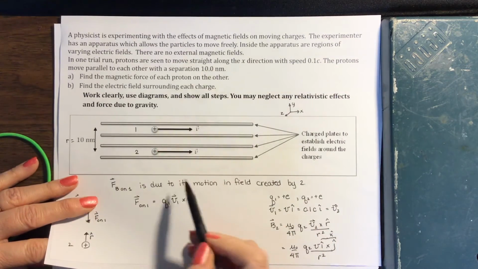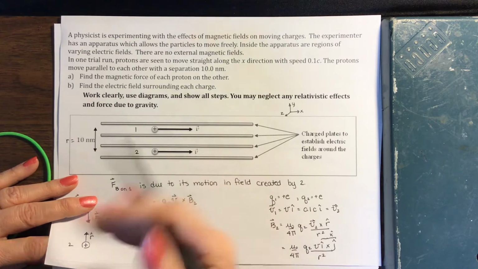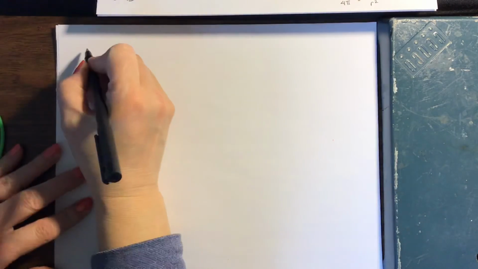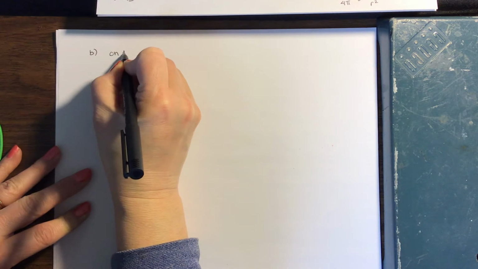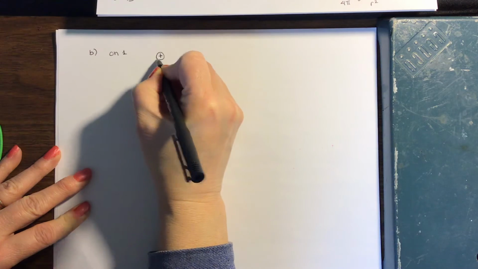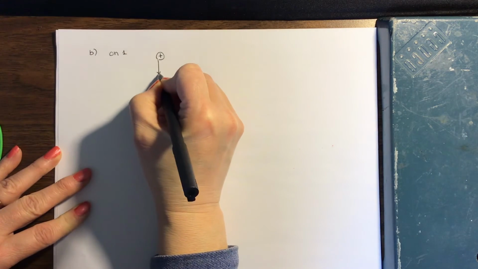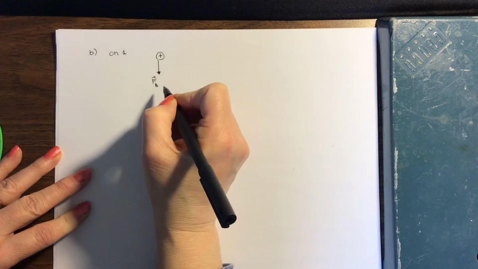Okay, we want to find the electric field. Let's draw a free body diagram. Let's use the fact that they go straight through to tell us that the acceleration is 0, and let's see if we can calculate the field. So we'll start with the free body diagram. And why don't we start with charge 1? So here's my proton, my charge 1. I know that the magnetic force on charge 1 points down, because we found that now in part A.